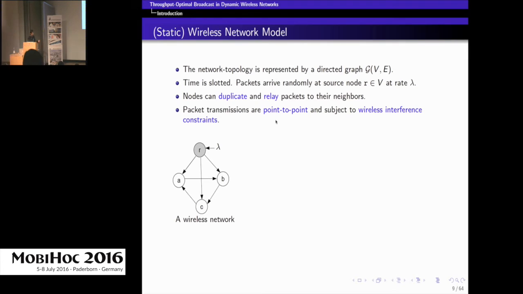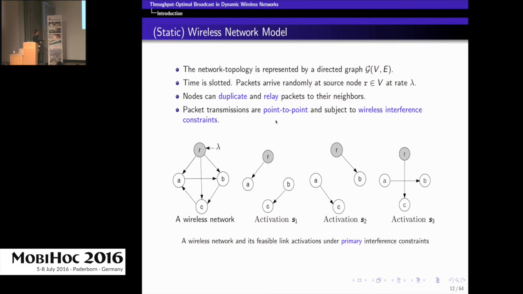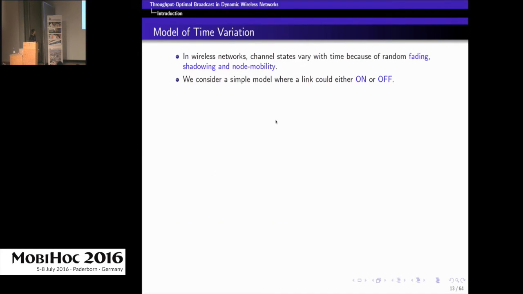For example, suppose I have a primary interference constraint, that is a matching constraint. Under the primary interference constraint, I have three possible maximal matchings that can be activated together. In the primary interference constraint, we can only activate the links that are not sharing any nodes. So you can activate RA and BC; you can see they are not sharing any nodes. Similarly, we can activate RB and AC, or we can activate RC and AB. So these are the possible activations under the primary interference constraint. The algorithm that we will be developing is general, so it works not only for the primary interference constraint but for any general interference constraint.